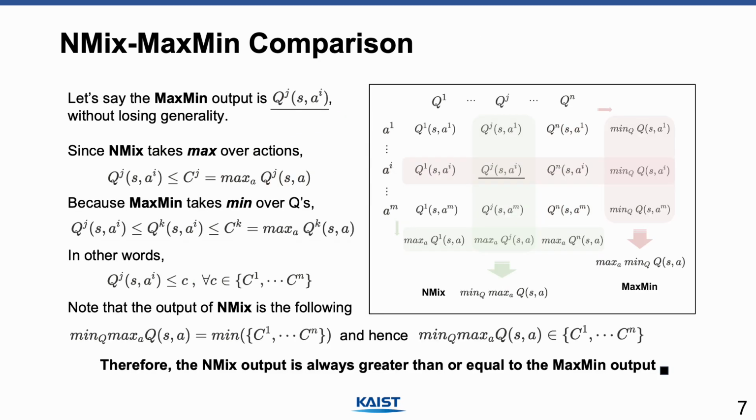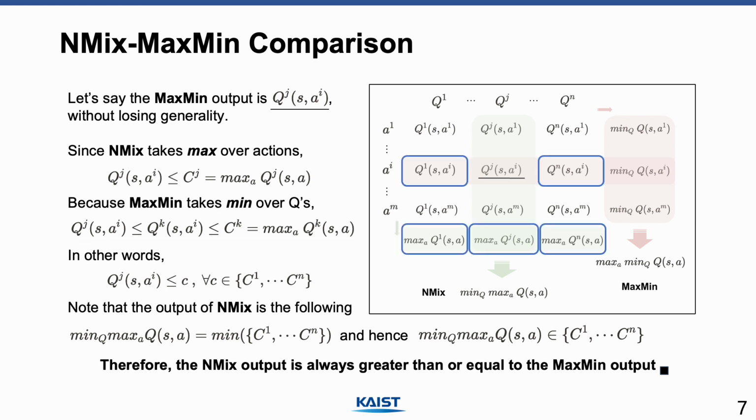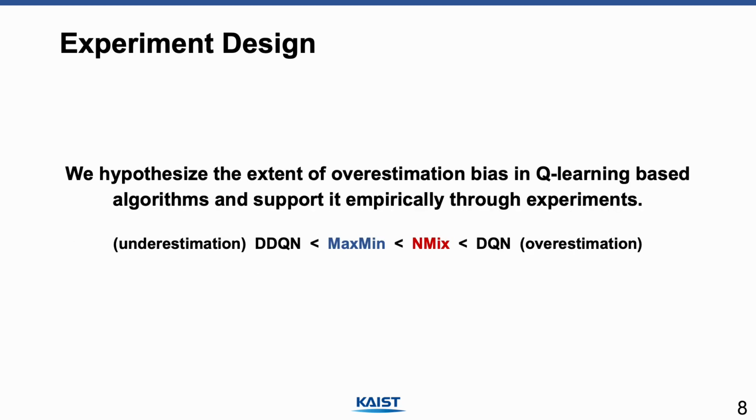Comparing NMix and max-min, we have mathematically proven that the outcome of NMix is always greater than or equal to that of max-min. In short, the maximum values of each column will always be the same as or greater than the minimum Q value of each row. However, please do not misunderstand that NMix cannot alleviate the overestimation problem. When compared to DQN, NMix naturally handles overestimation by utilizing the min operation.